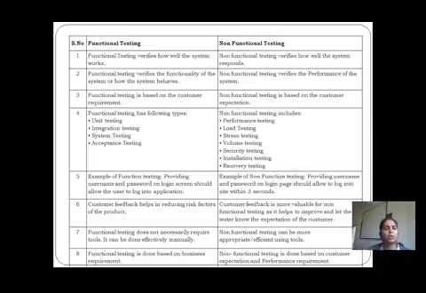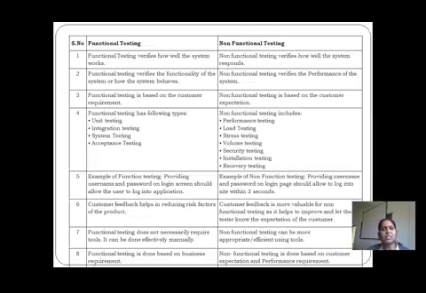It is totally based on the customer side. And when we are considering the non-functional requirement or the non-functional testing, the non-functional testing is based on the customer's expectation, how the customer is expecting from that particular application. See, the performance should be great, reliability should be great, scalability should be great, interoperability should be great, localization should be great.